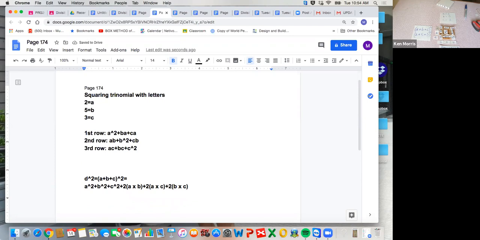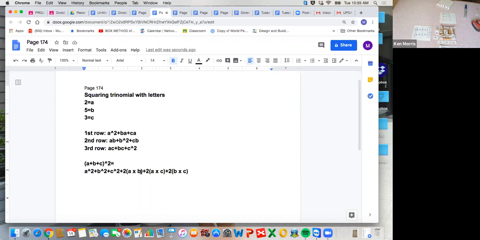All right, so now we're going to put everything together. I'm actually getting rid of this D, I don't need it. A plus B plus C squared is equal to, there are my three perfect squares, A squared plus B squared plus C squared.